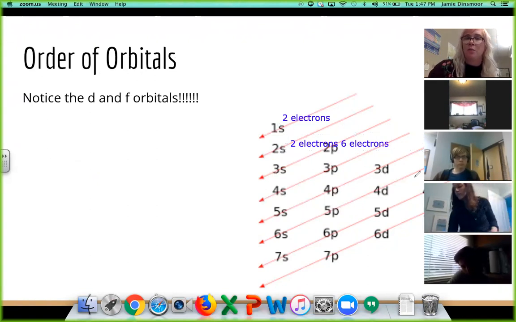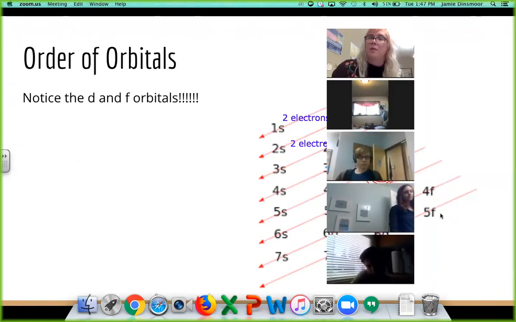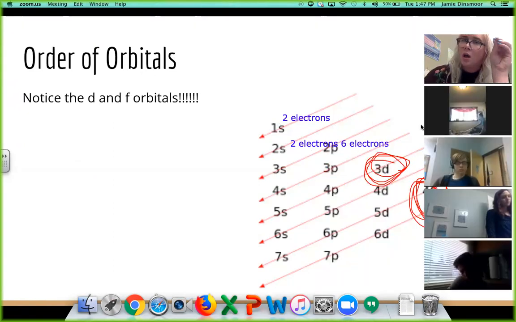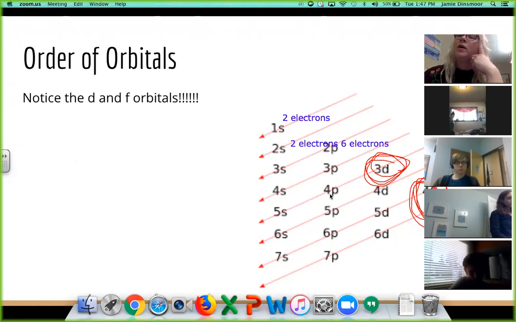Now, the most important thing I'm going to point out to you is 3d and also where these f orbitals come in, because they are sort of the weird ones. And on the shortcut, you kind of have to know that 3d comes before 4p, which is a little bit confusing. I will sort of explain that again in a second, but those are the two that you should probably be going, okay, that looks a little different in the order that we're going, right?